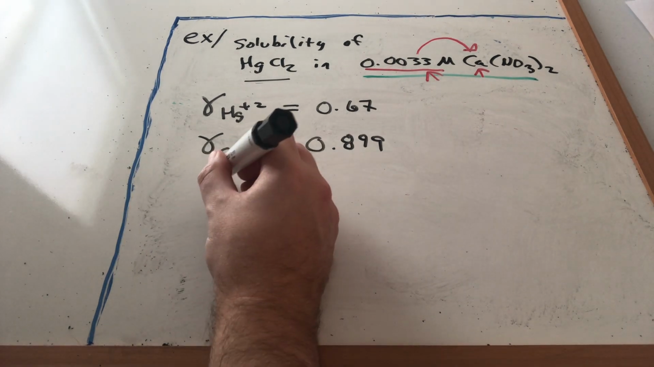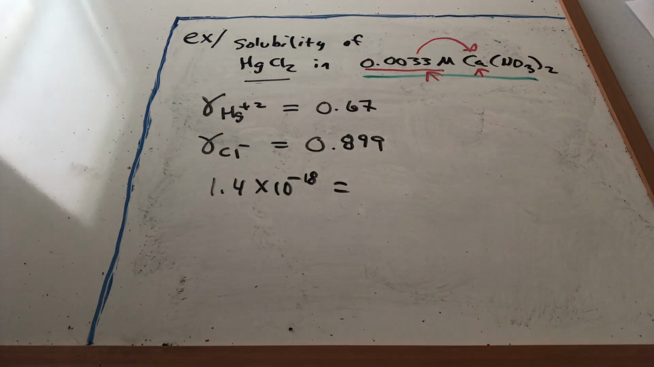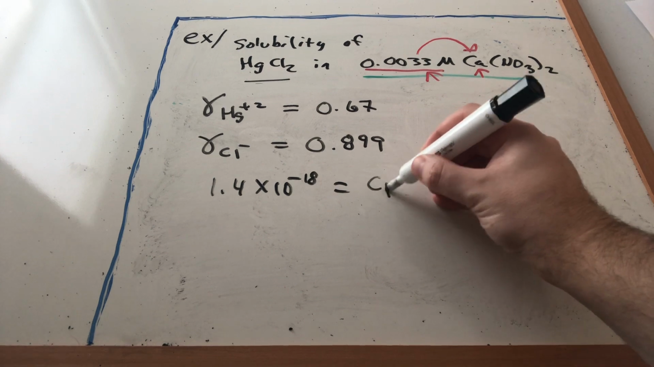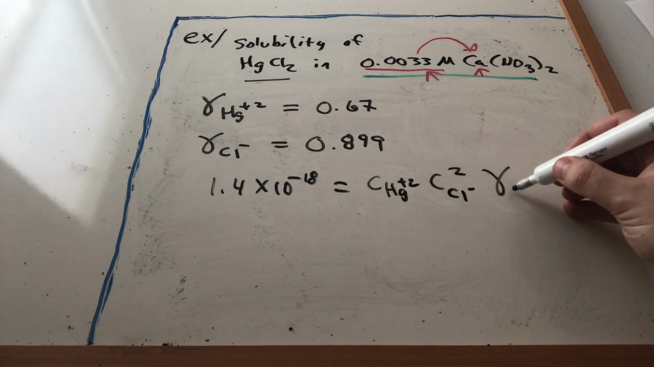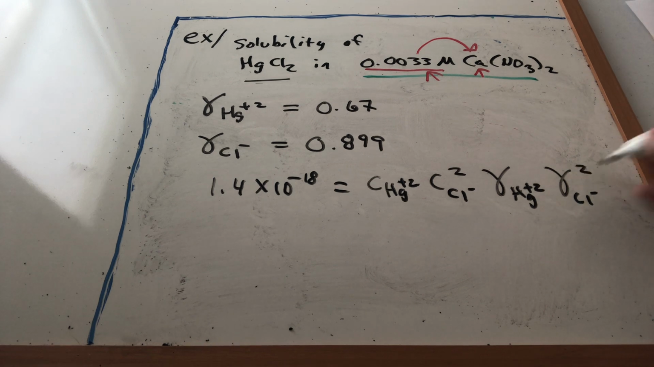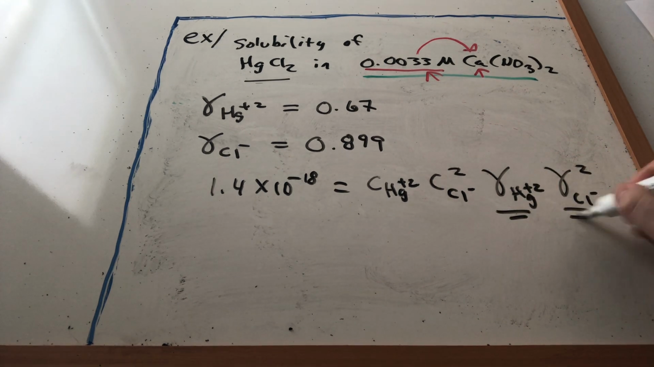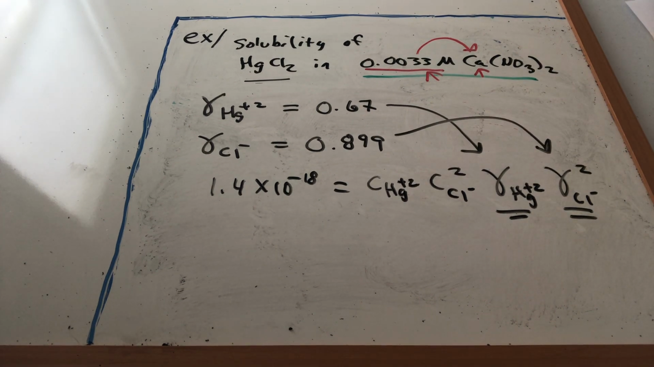So our expression looked like 1.4 times 10 to the minus 18 was equal to the concentration of Hg plus 2, concentration of Cl minus squared, activity coefficient for Hg plus 2, activity coefficient for Cl minus squared. Nothing really changes about that analysis at all, okay? Except, again, we're going to put in these values in the correct spot. So what we get is a slightly different mathematical equation to solve, so we're going to get a slightly different x.